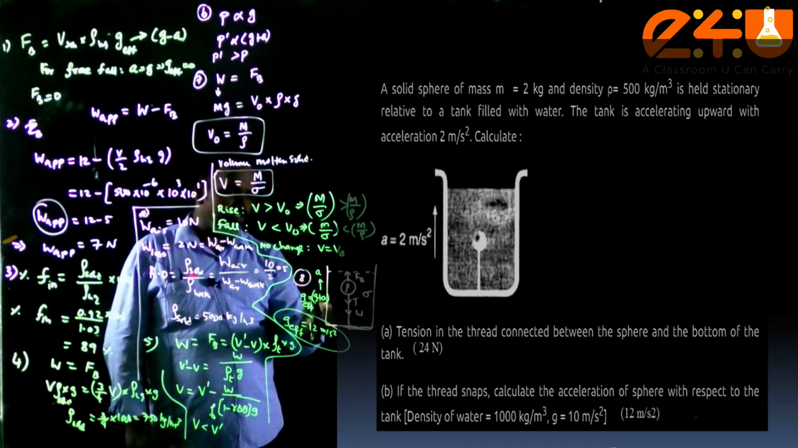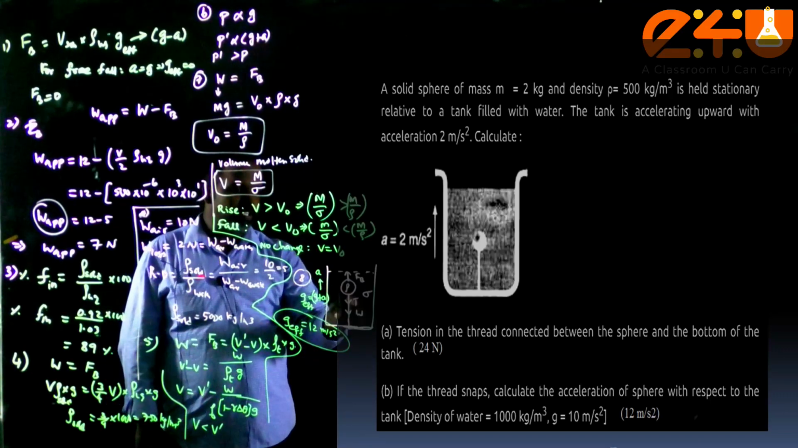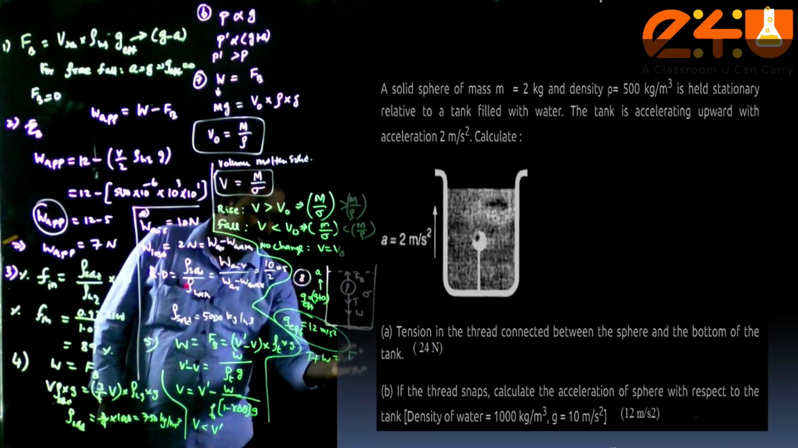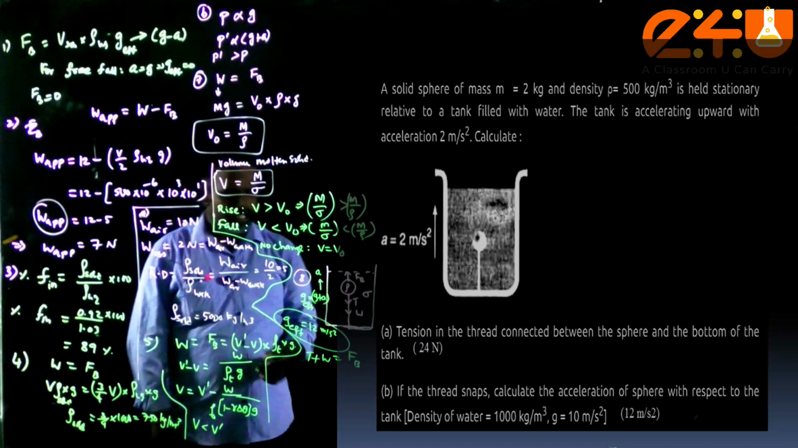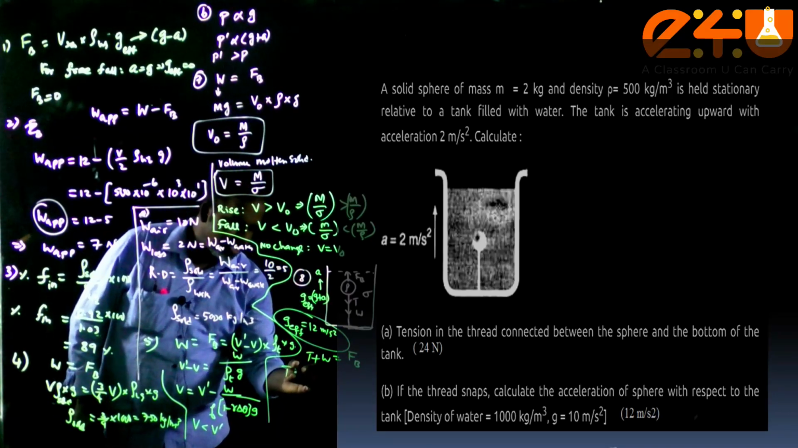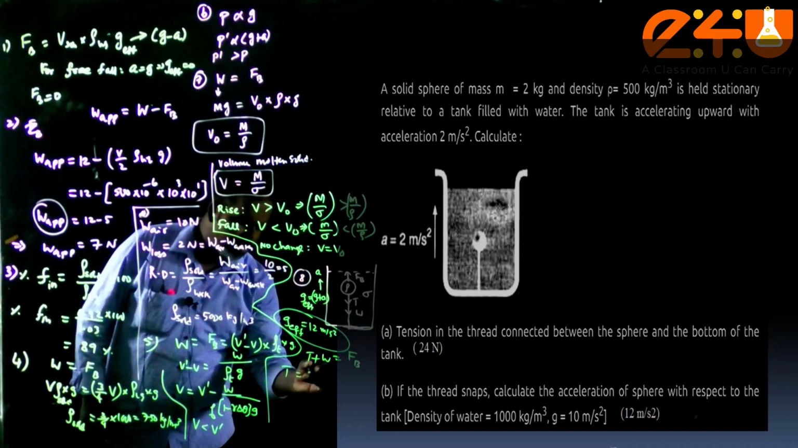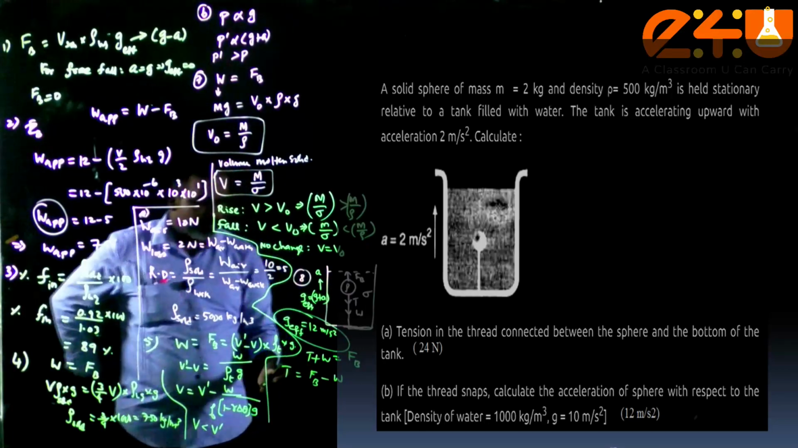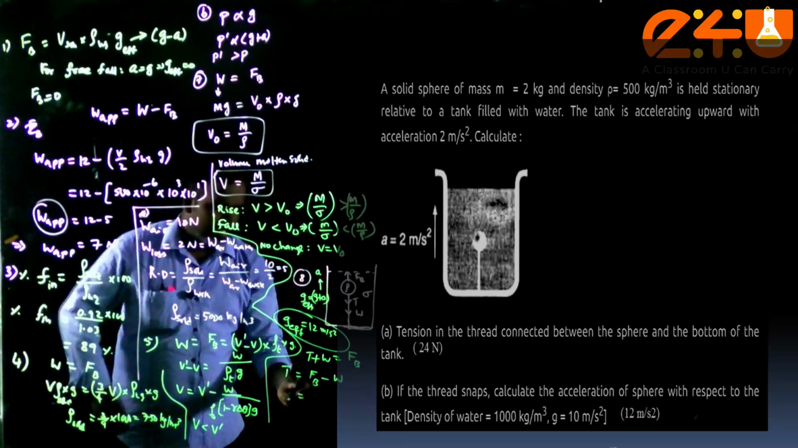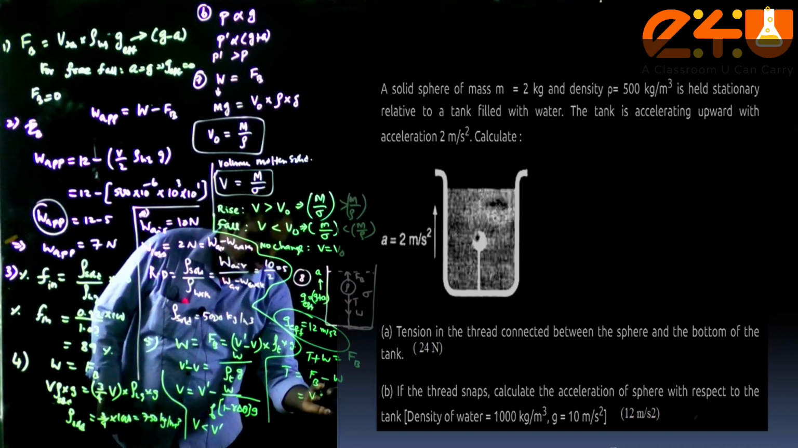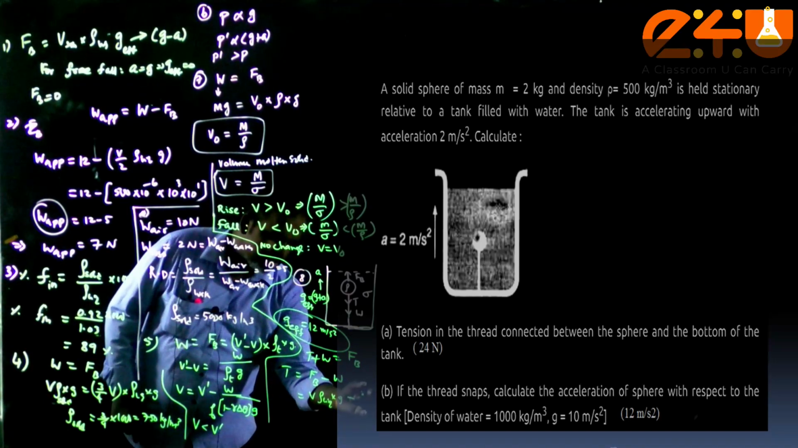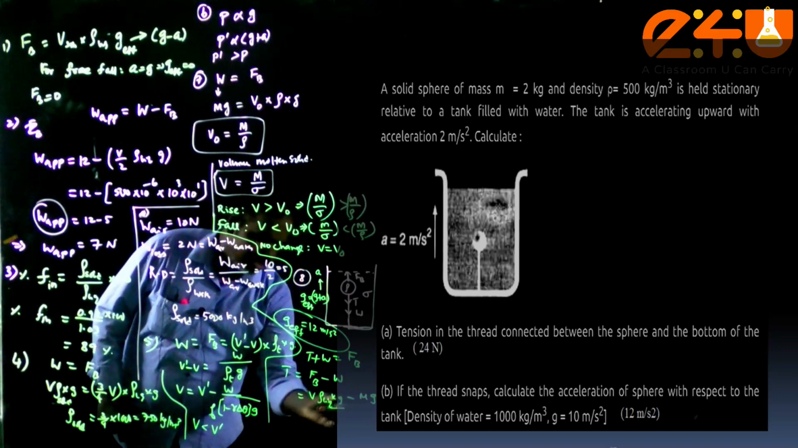Whenever the system is converted from a non-inertial to an inertial frame, we can say that net upward force equals net downward force. Therefore T plus W equals F_B. From this I can write T is equal to F_B minus W. F buoyancy is the volume of the solid times the density of the liquid times G, minus W. W is nothing but mg.